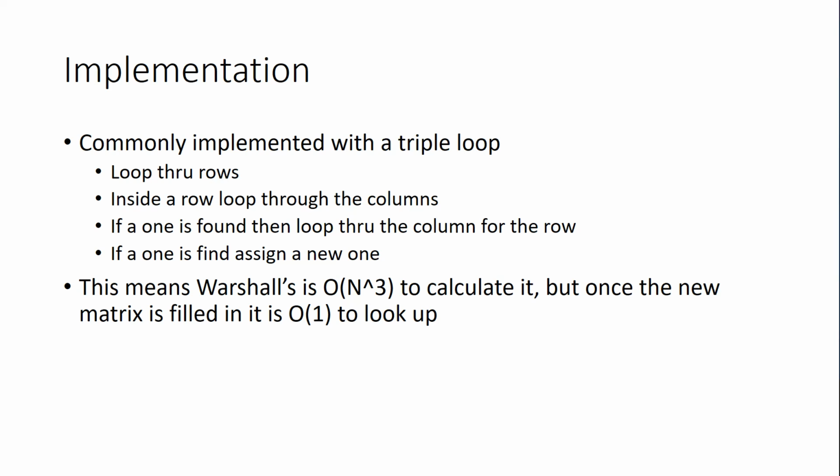This means that Warshall's has a big O of n cubed, n to the third, to calculate the table. But once I have the new matrix filled in, I can simply look things up. And that's a big O of 1, because looking up in a two-dimensional array is a simple calculation no matter how big the array is.